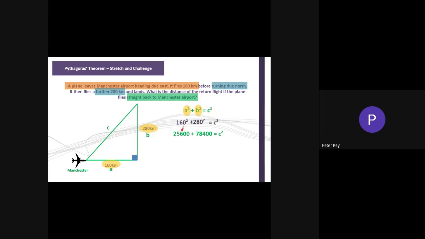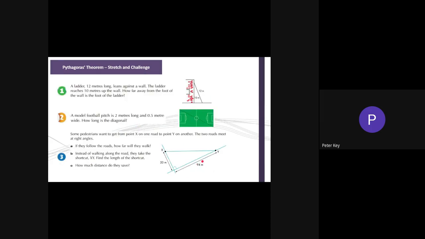So I've squared that one, I get 25,600. I've squared 280 and I've got 78,400. Add them all up together and I get 104,000. Obviously, I need to square root that. So I square root 104,000 and I get, just like Martin said, 322.49. So it's 322.49 kilometers.